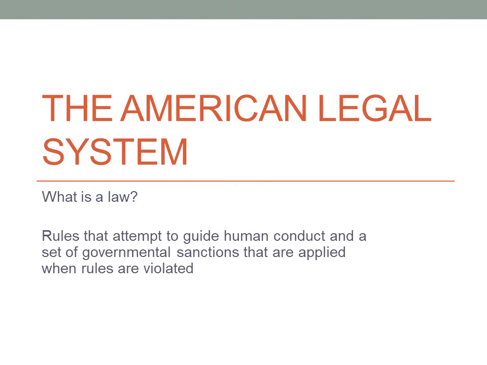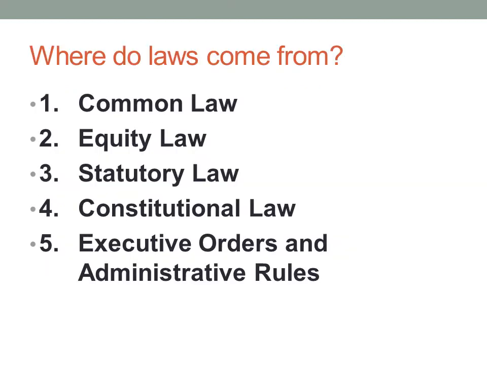There are 5 sources of law, or where laws come from. I guess there'd be 6, but I'd like to lump the executive orders and the administrative rules together, and I'll tell you why when we get there. But we have the common law, equity law, and in some cases, if you're taking another law class, or you did take another law class, you could see common law and equity law lumped together. I like to treat them differently. Common law, equity law, statutory law, constitutional law, and executive orders and administrative laws are the various areas of where the laws come from. So let's talk about each one of them separately.